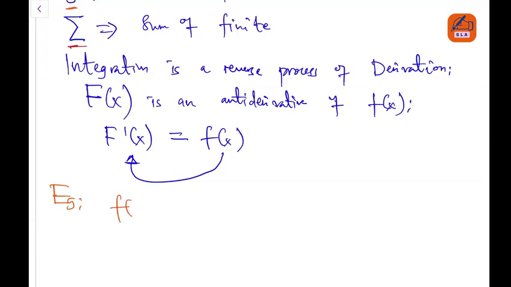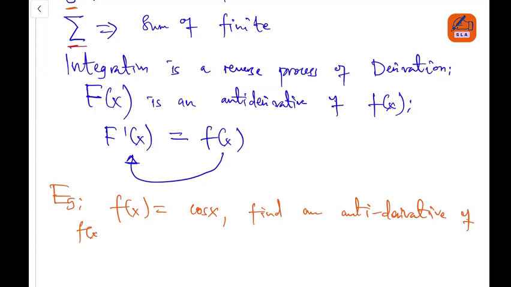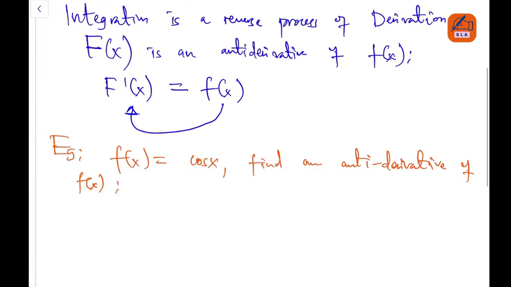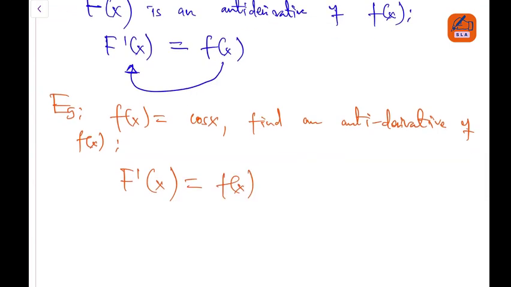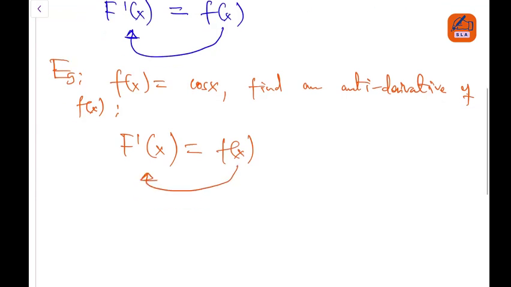Kwa mfano una function yako f of x equal to cos of x. Kwa hiyo find an antiderivative au integration ya hii function yako f of x. Maana yake nini sasa? Maana yake ni kwamba ukiintegrate a function, urudi to the origin function ambayo ulifanya derivation before. Kwa hiyo unatafuta how was the function before doing derivation. Kwa hiyo ndo maana ya integration.